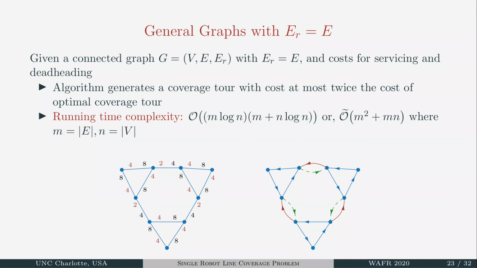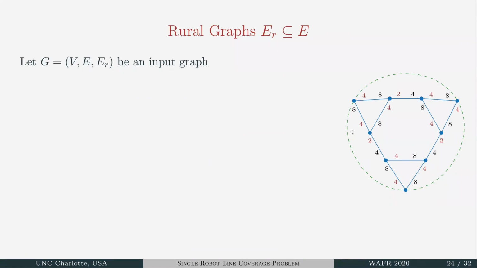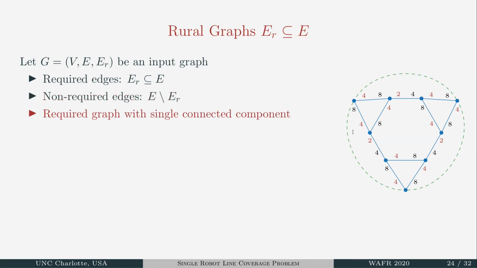We now discuss the rural graph, wherein we have a set of required edges that can be a subset of the entire edge set, and a set of non-required edges that can be used for faster travel between vertices. We'll first consider the case wherein the required graph has a single connected component. For example, in the graph on the right, we have the blue solid lines representing the required edges. The graph induced by the required edges, in this case, is connected and thus has a single connected component.